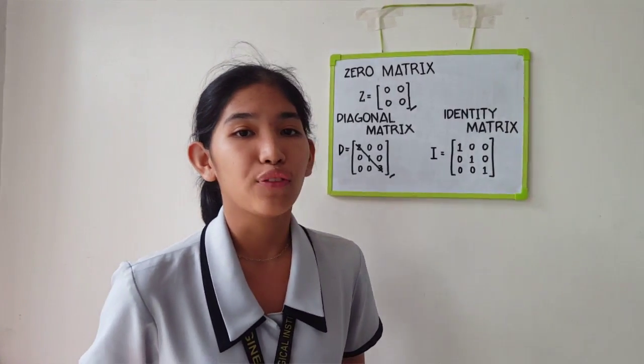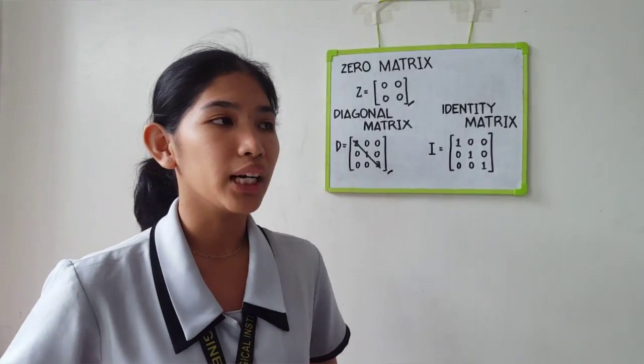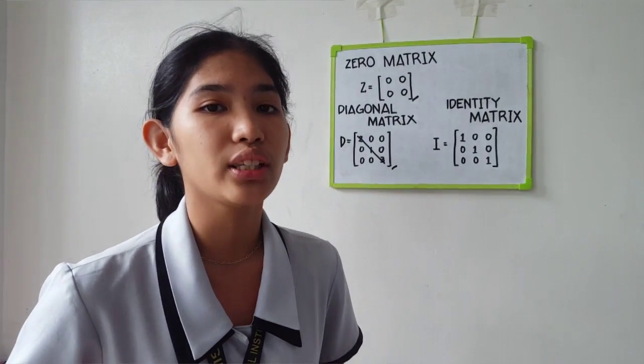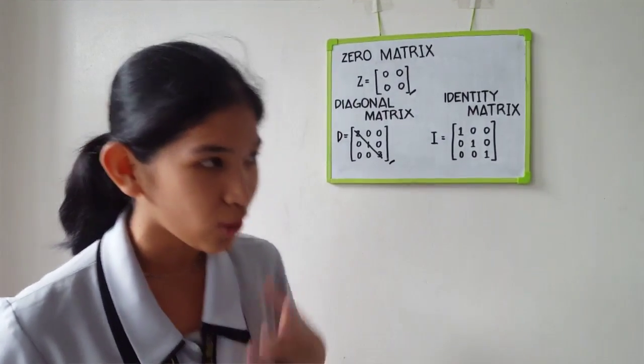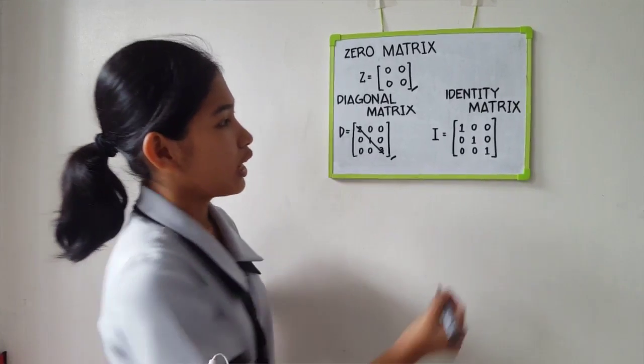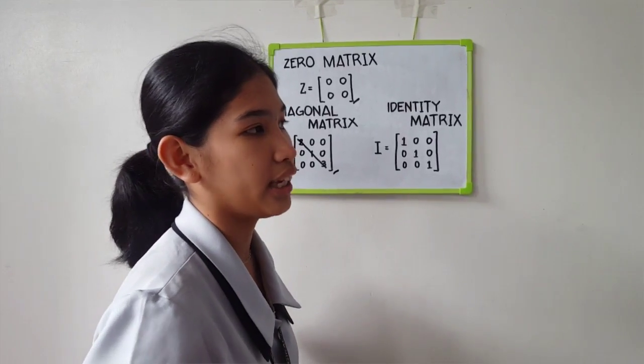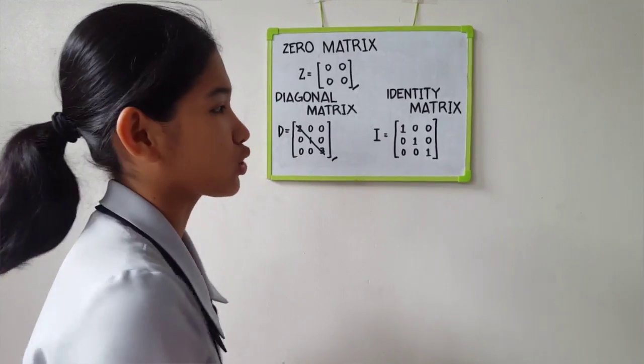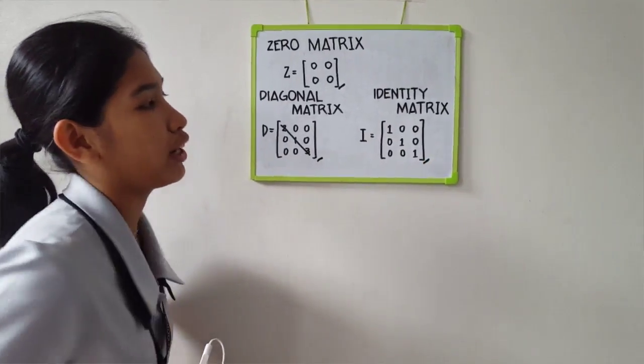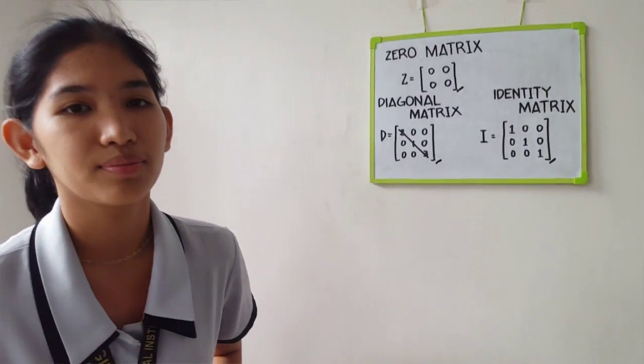Identity matrix. It forms one diagonal line, but the numbers in that diagonal line are only one. And the other numbers that do not belong to the diagonal line are all zeros. So here's an example of our identity matrix.